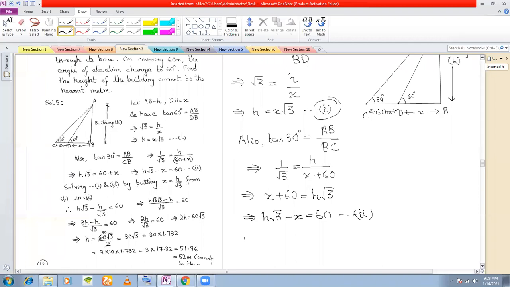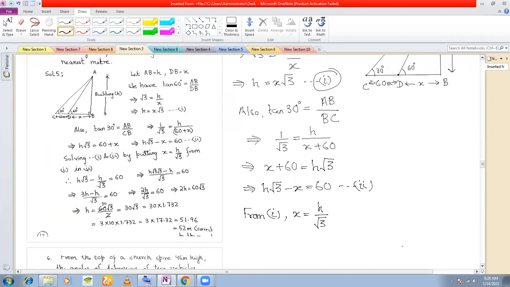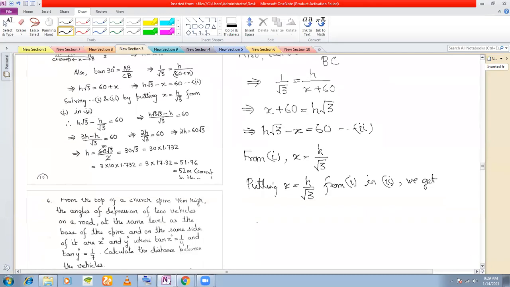So what you do is from 1, you find x in terms of h. From 1, x is equal to h by root 3. Putting x is equal to h by root 3 from 1 in 2, we get h root 3 minus, put the value of x here, x we have found out from the first equation to be h by root 3, is equal to 60. Now we can solve for h. You take h common, you get root 3 minus 1 by root 3 equal to 60.